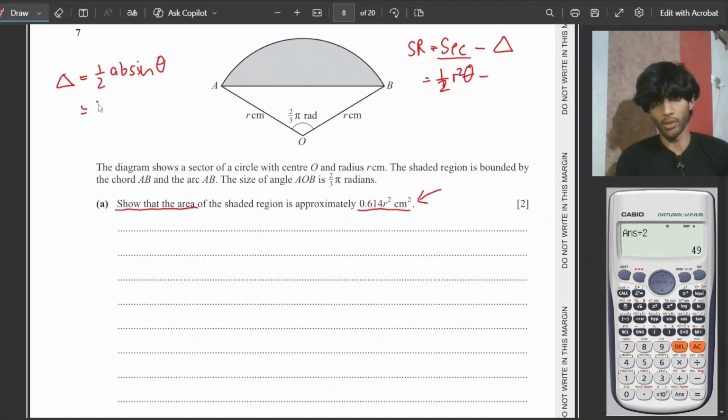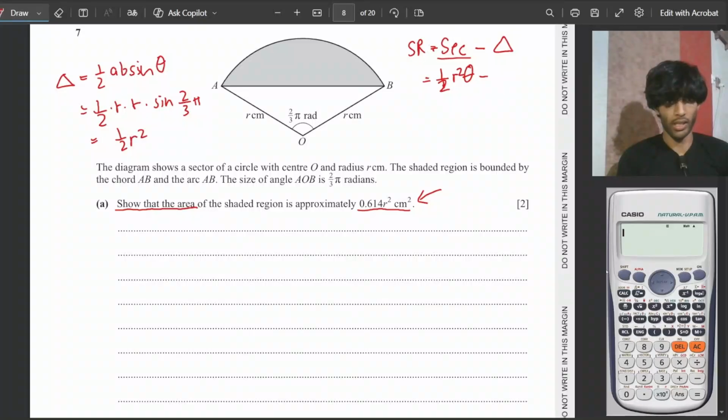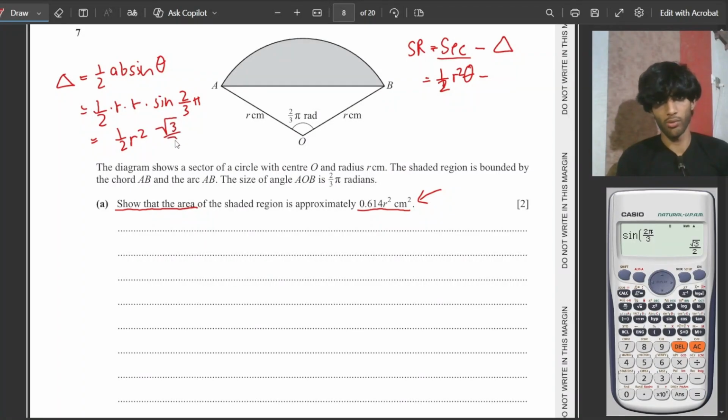What does that mean in my particular situation? I can put A to be r, and then I can put B to be r, and then instead of sine theta, I can write sine 2/3 pi. So this is going to be 1/2 r squared sine 2/3 pi. Let me find out what that is equal to. Let me make sure my calculator is in radian mode. So sine 2 pi by 3 is equal to root 3 by 2. So I'm going to get root 3 r squared over 4.